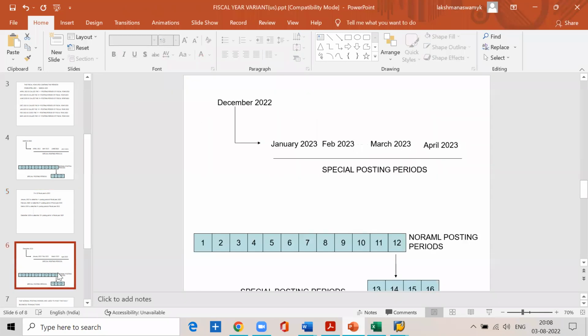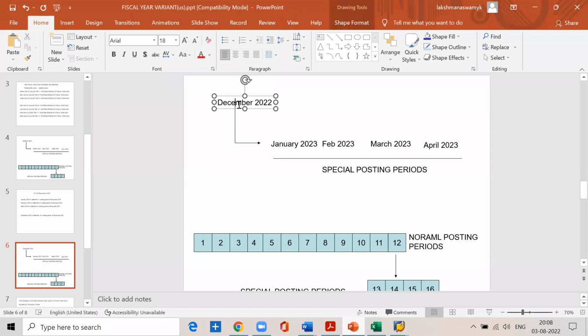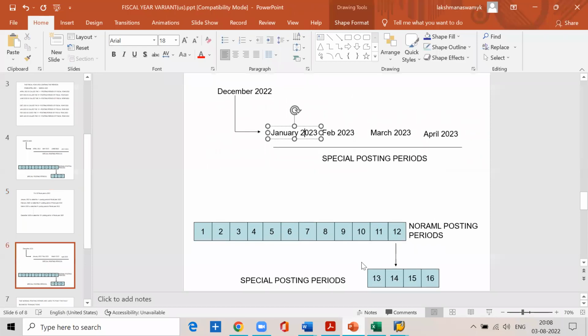Then in the case of USA companies, after 31st December 2022, your special periods will start: January 2023, February 2023, March 2023, April 2023. In this case, January 2023 is called 13th period. February 2023 is called 14th period. March 2023 is called 15th period. And April 2023 is called 16th period. Remember, there cannot be any gap between the last normal period and the first special period.